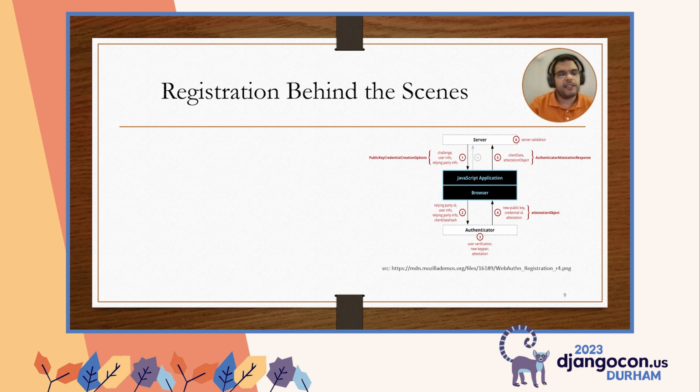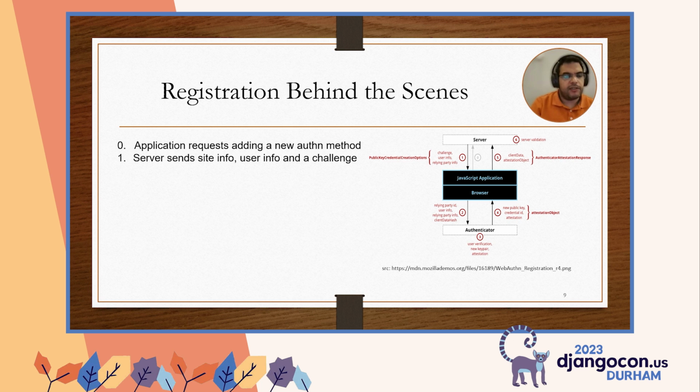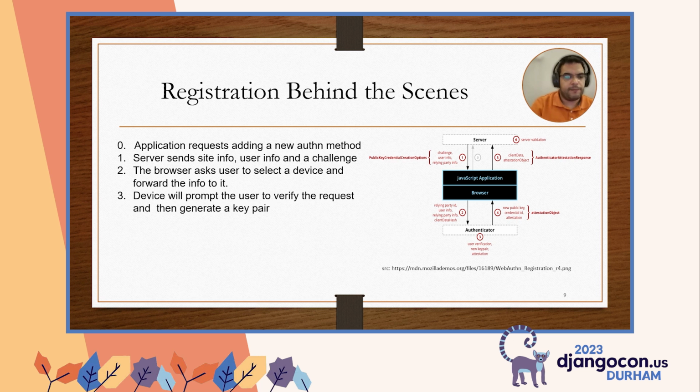So let's see what's happening behind the scenes when the user tries to register a new WebAuthn device. It starts when the application requests adding a new WebAuthn method. The server sends the site information, the user information, and a challenge. The browser asks the user to select a device and forwards the information to it. The device will prompt the user to verify the request and then generate a key pair.